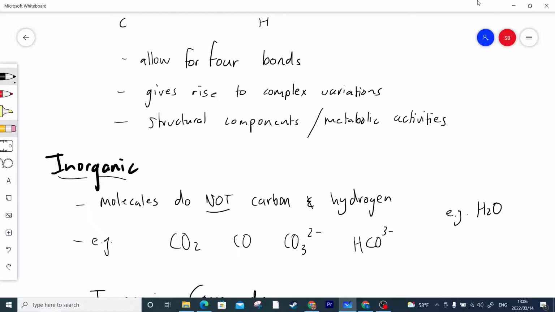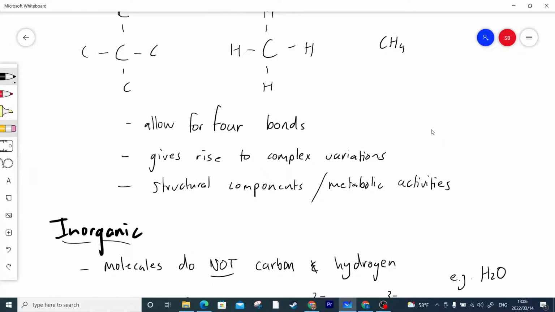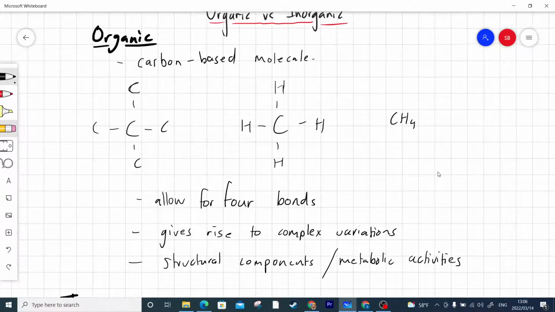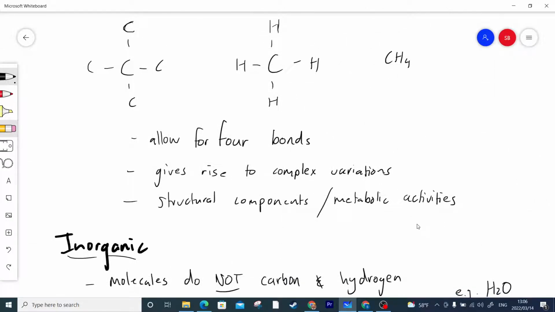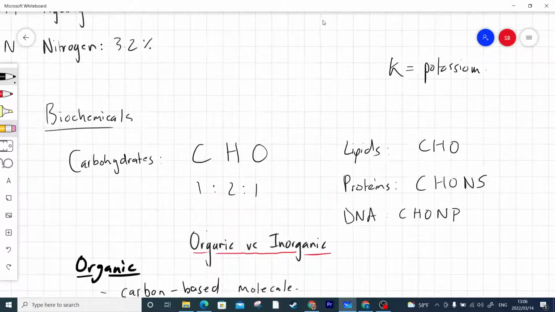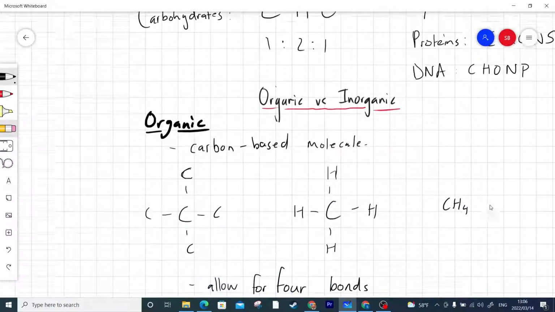Another thing I would like to mention is that you do need to know that in the human body there are other elements as well. Of course, we've got things like calcium that we get from milk. We've got things like potassium that we get from bananas. We've got a whole bunch of other elements found in the human body. These are the main ones, but there are other elements as well.